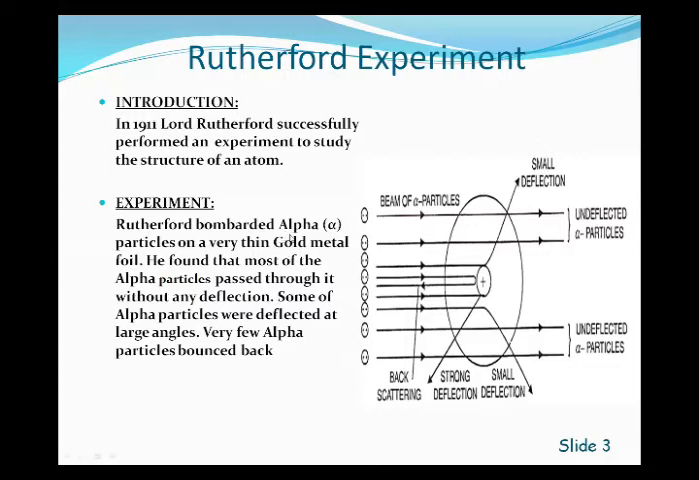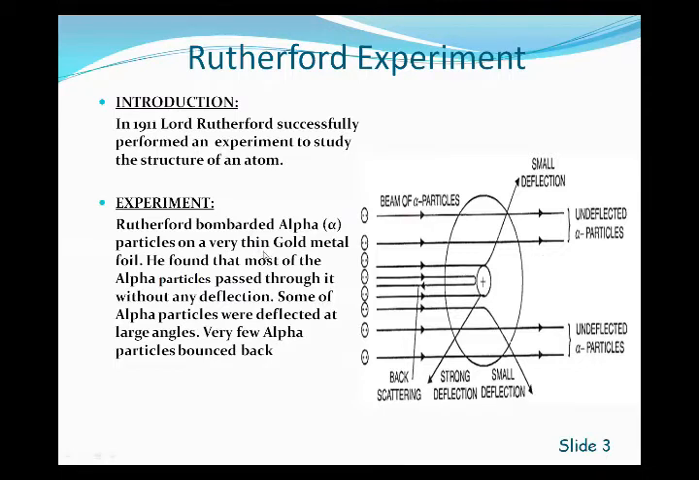Now, first the question comes to mind: what are alpha particles? You know very well that in the periodic table, the elements which have an atomic number above 83 are known as radioactive elements. When radioactive elements emit rays, there are alpha, beta, and gamma rays. Alpha rays carry a positive charge.